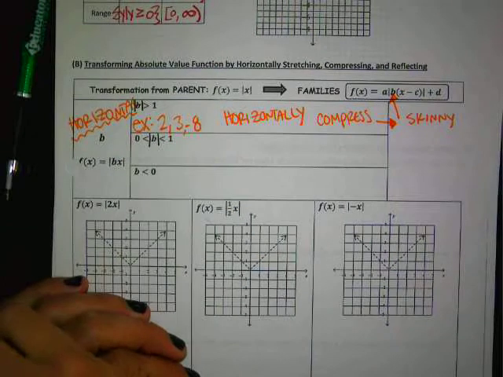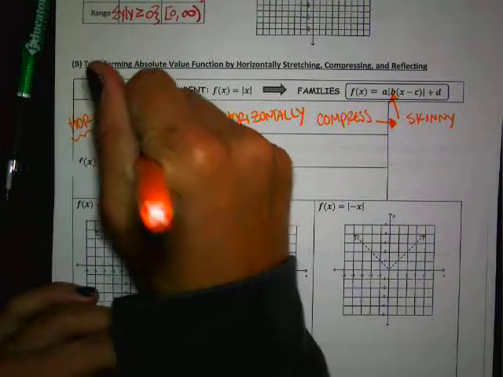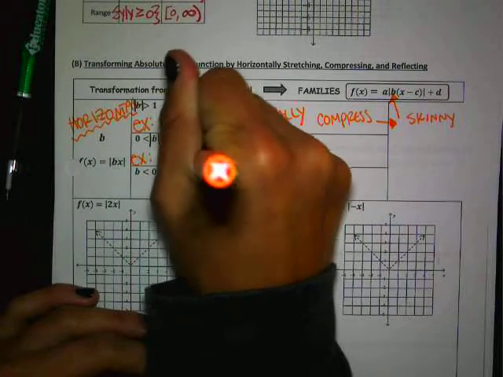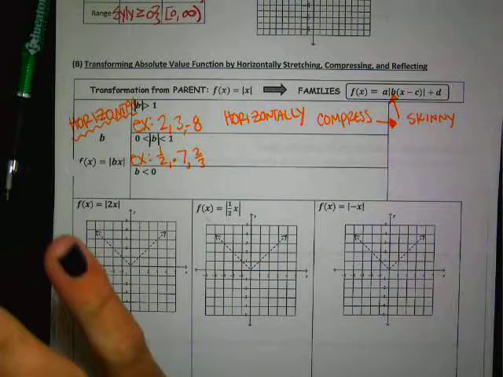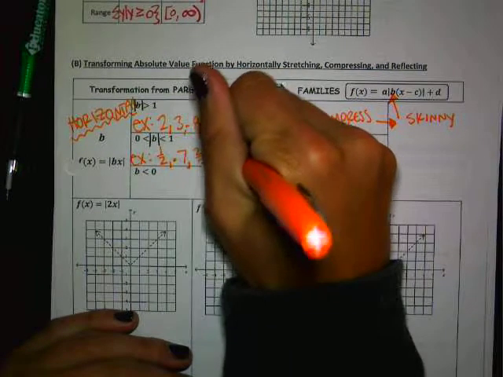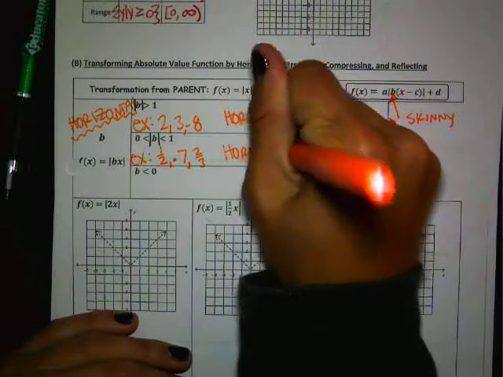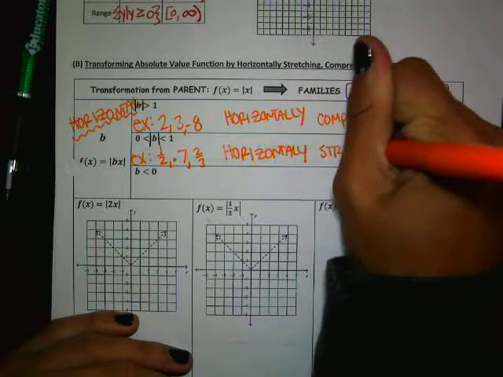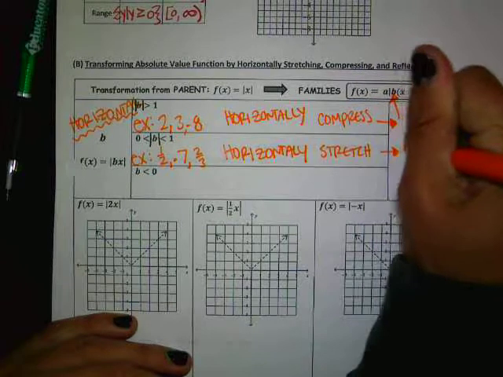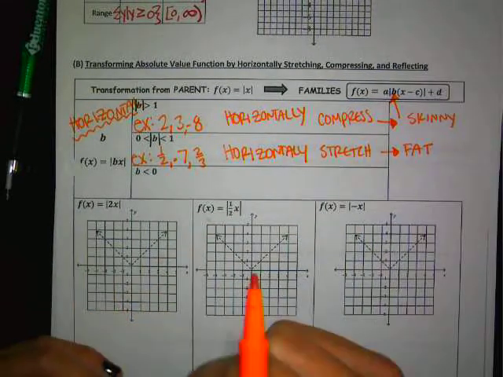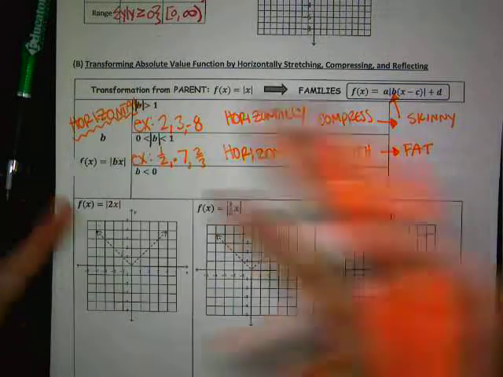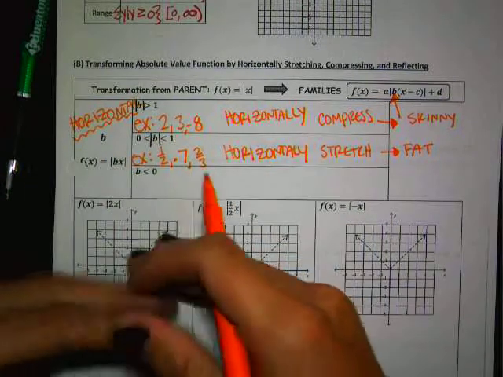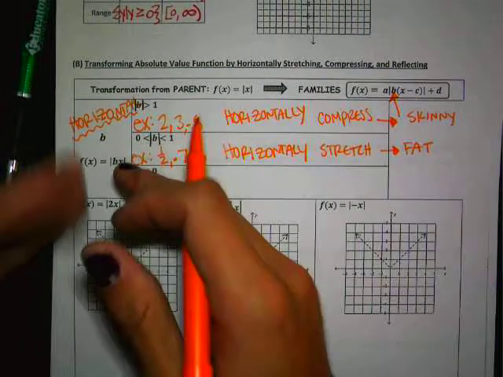If your numbers are decimals or fractions, like 1/2 or 0.7 or 2/3, any numbers between 0 and 1, you are going to horizontally stretch, and so your graph is going to get fatter. So when you have decimals and fractions, your graph gets fatter. When you have numbers bigger than 1, your graph gets skinny.